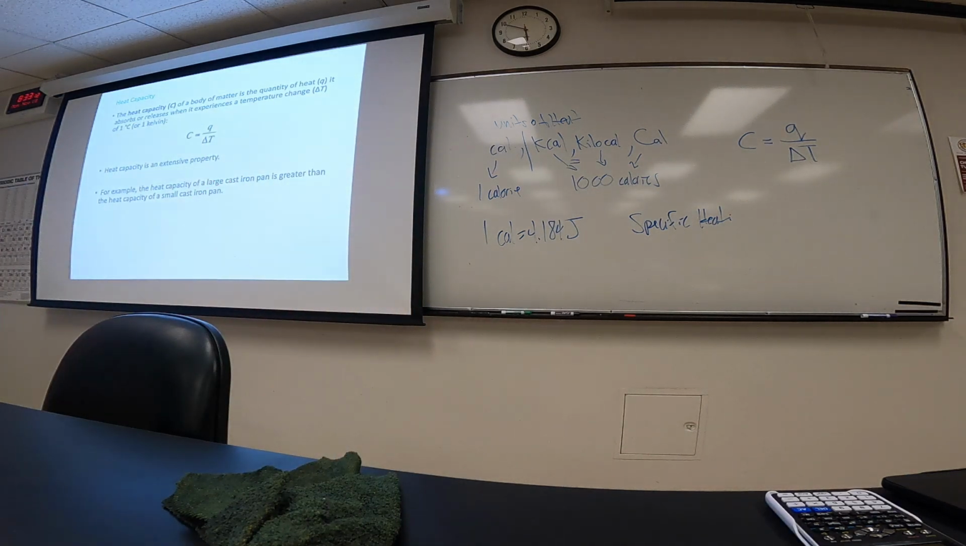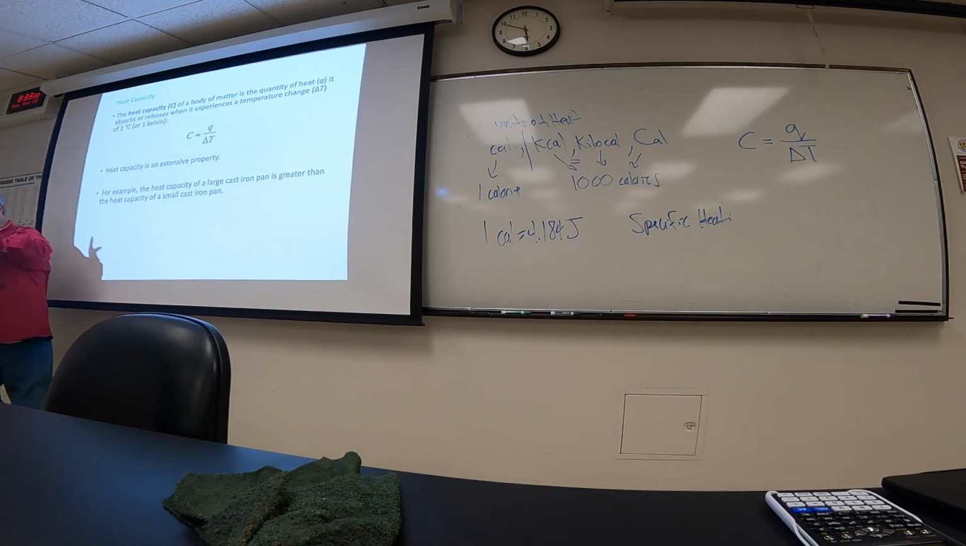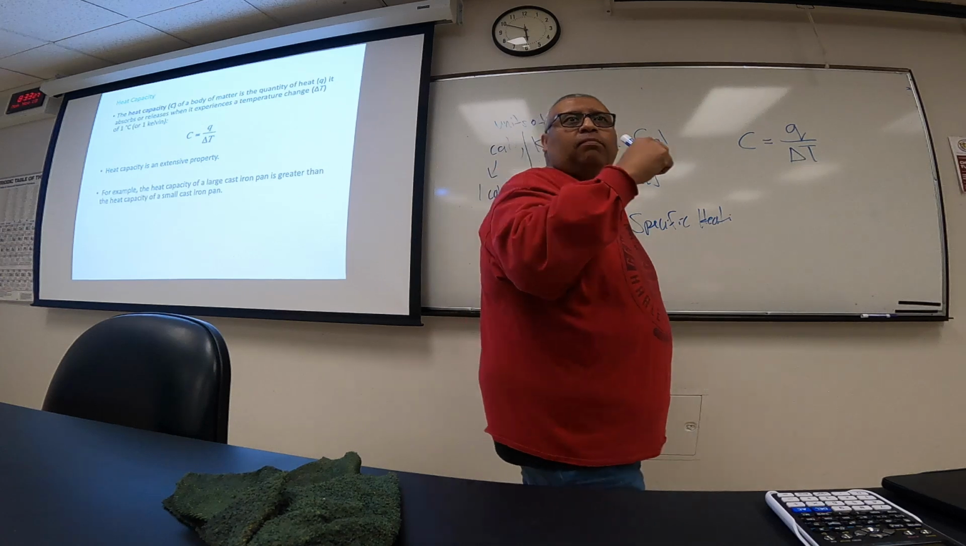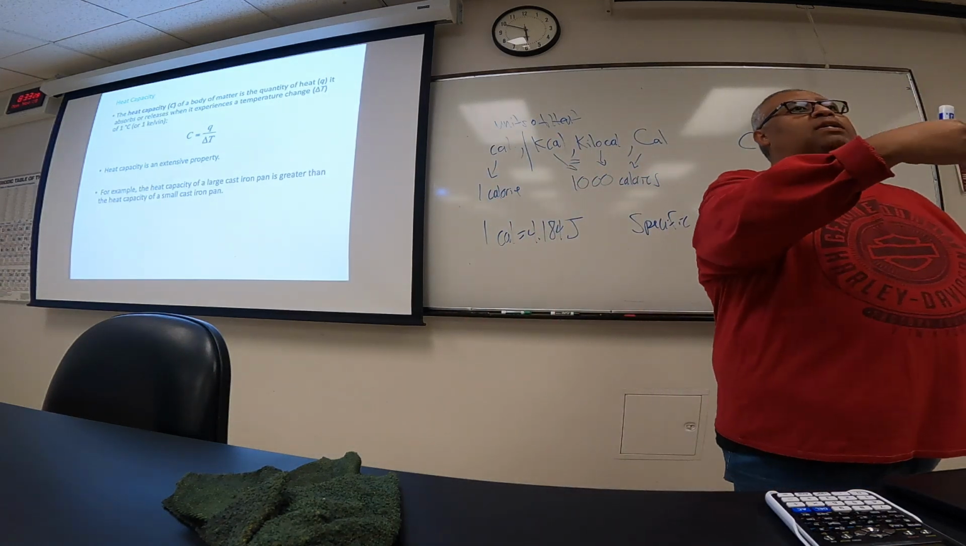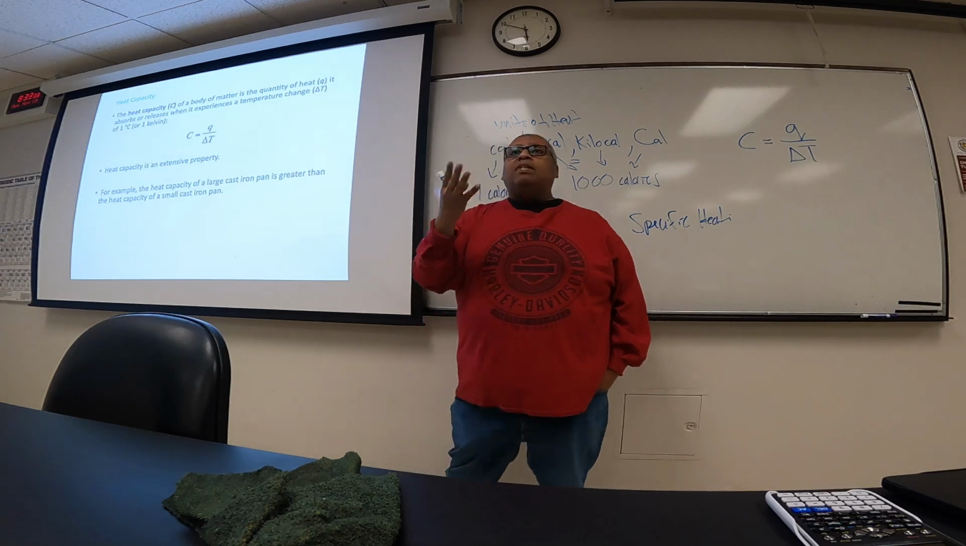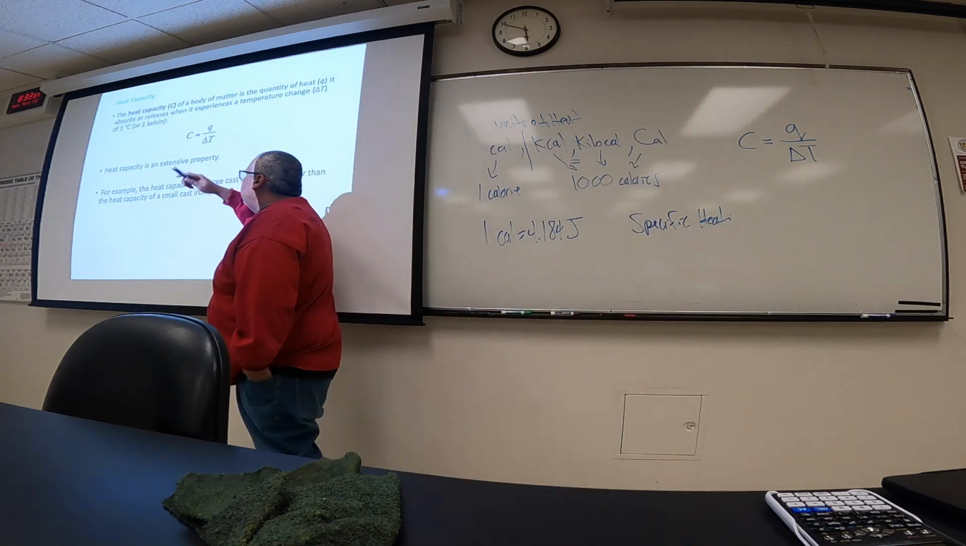So heat capacity is an extensive property, right? So for example, the heat capacity of some large cast iron pan is greater than the heat capacity of a small cast iron pan. So heat capacity is extensive. If I have some matter, it depends on how much I have. That means that it's an extensive property versus intensive. If it's intensive, it doesn't matter how much I have. But here, it is an extensive property.